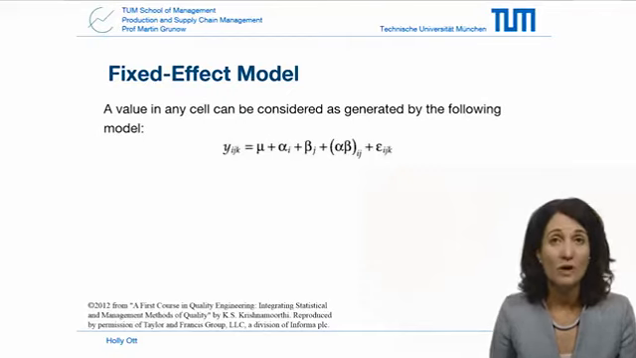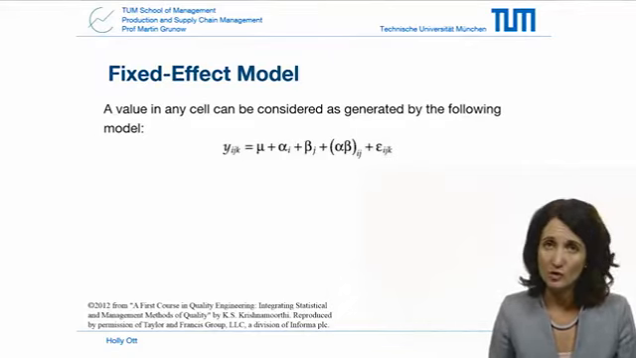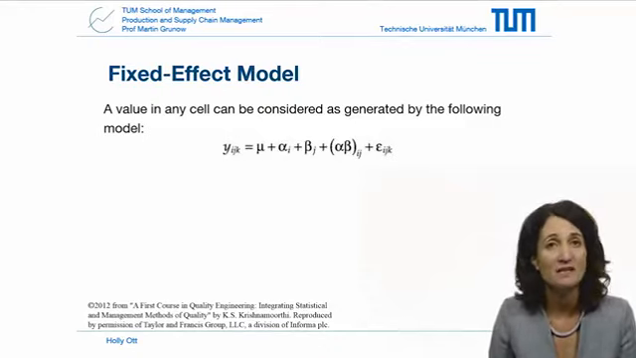As we saw for the one-way ANOVA, we will break up the variation of the responses into different components. And we're going to do this now for the two-way ANOVA. We're going to follow our textbook and describe this in terms of a fixed effect model.